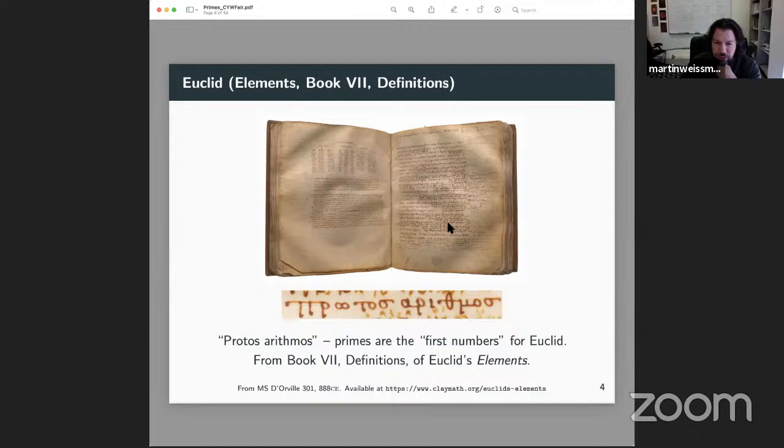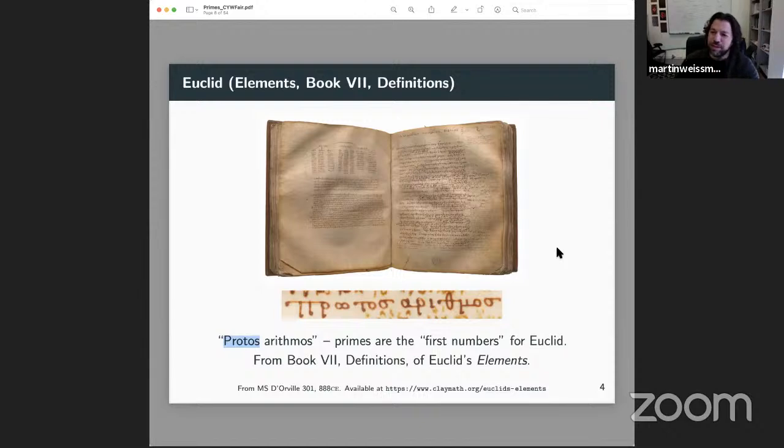If you zoom in really close, somewhere down where my mouse cursor is, you'll see two words in Greek. These two words say protos arithmos, which sounds a bit like English if you say it quickly. Arithmos is the Greek word for number, and protos means the first. And this is Euclid's term for prime numbers. They're the protos arithmos. The first numbers are the prime numbers.